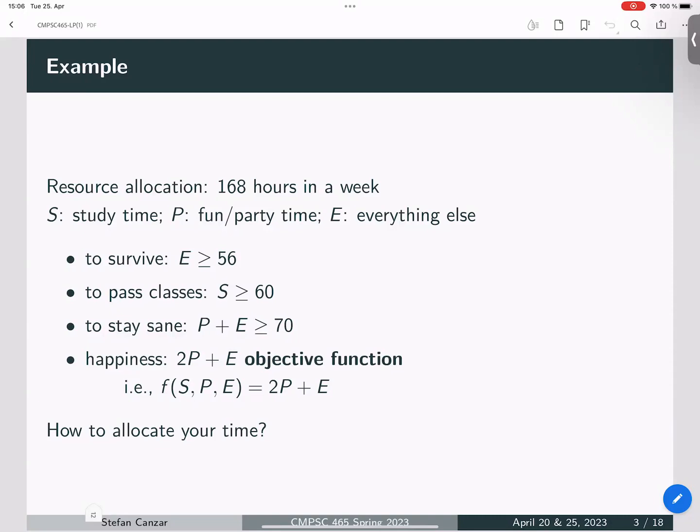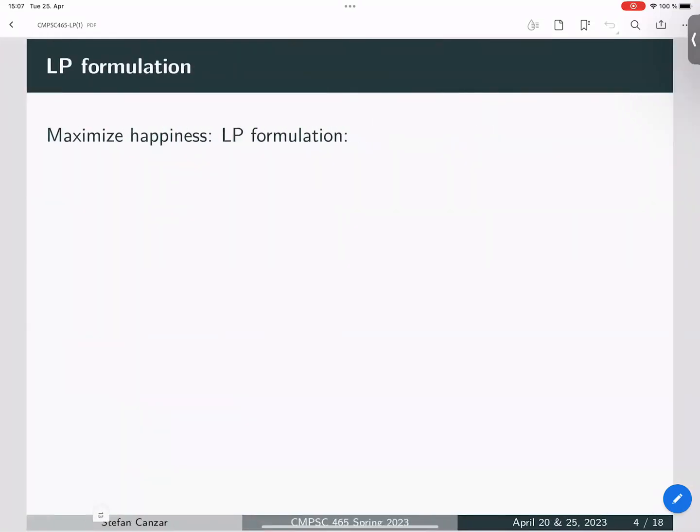So you can see here what we have intuitively phrased as our constraints, S greater or equal than 60, so studying at least 60 hours. This is a linear function in our variables S, P, and E, which simply takes S, P, and E and maps it to S. So it's just 1 times S. It's one form of a linear function, and we use these linear functions to formulate our constraints using inequalities and using equations. And so more generally, this is how a linear program looks like.